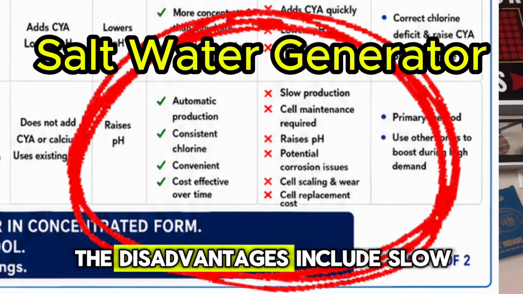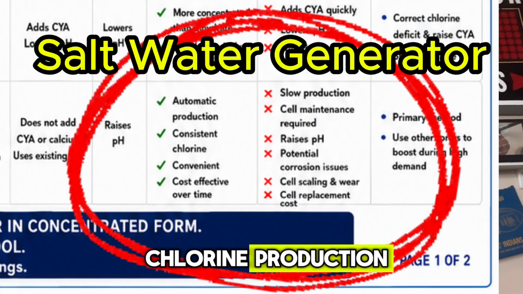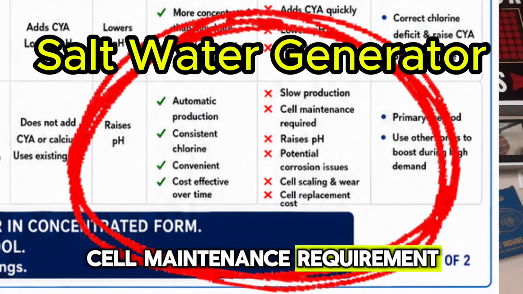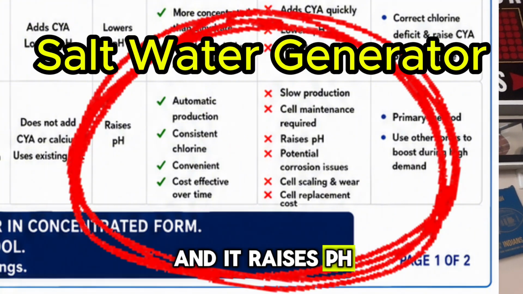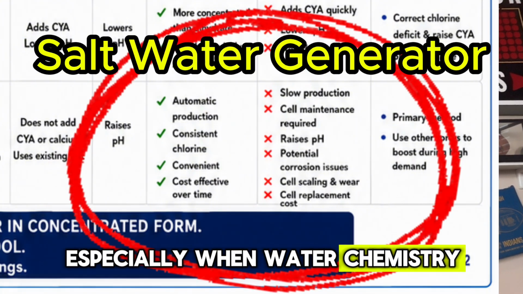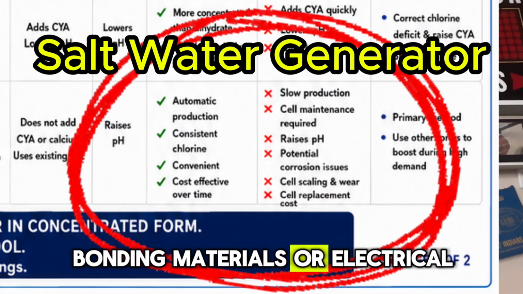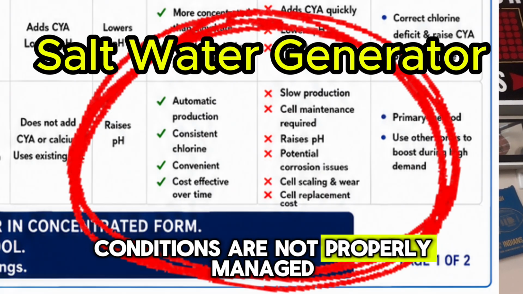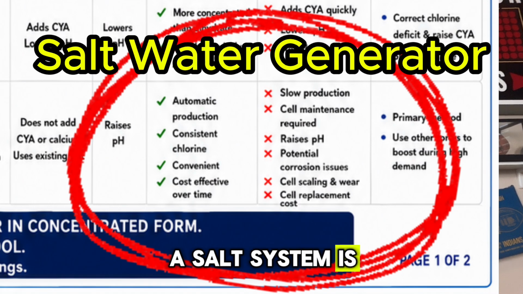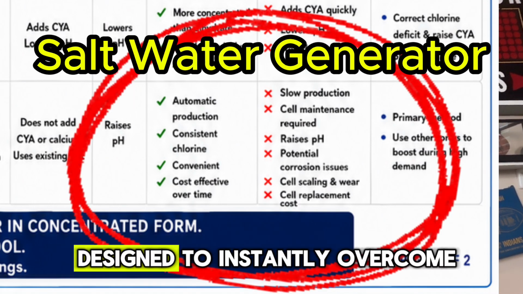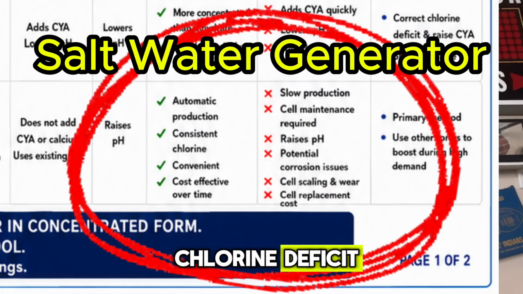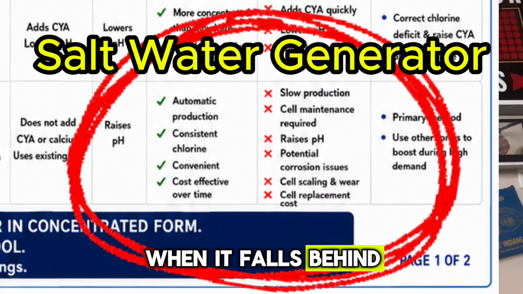The advantages are automatic chlorine production, consistent chlorine support, convenience, and reduced daily handling of chlorine products. The disadvantages include slow chlorine production, cell maintenance requirement, cell scaling, cell replacement cost, and it raises pH. And there can be potential corrosion concerns, especially when water chemistry, bonding, materials, or electrical conditions are not properly managed.